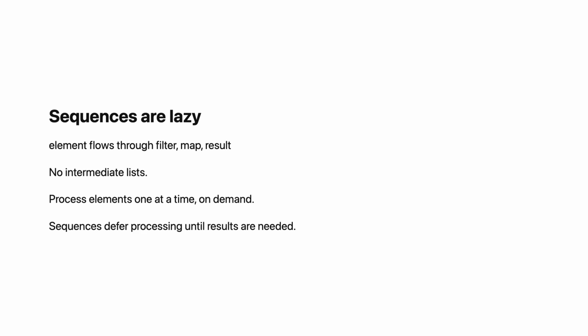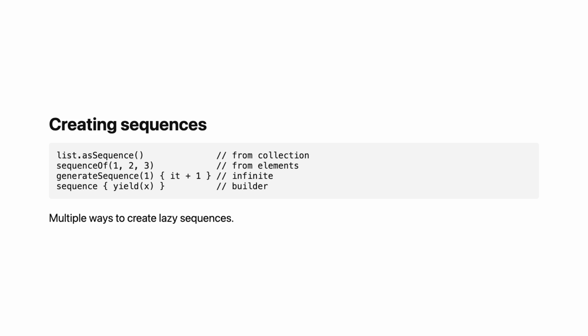From an existing collection, list.asSequence. From elements, sequenceOf(1, 2, 3). From a generator, generateSequence(1) { it + 1 } creates 1, 2, 3 forever. Using sequence builder, sequence { yield(1); yield(2); yield(3) }. sequenceOf is like listOf but lazy. generateSequence creates potentially infinite sequences. Be careful, you must eventually stop consuming. The sequence builder gives fine control. You yield elements one at a time.